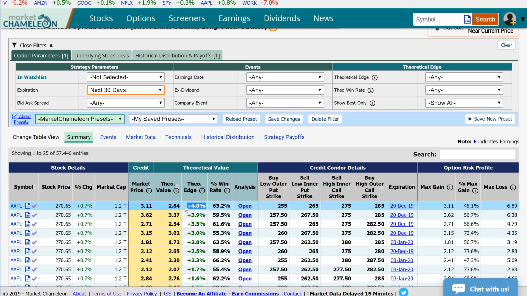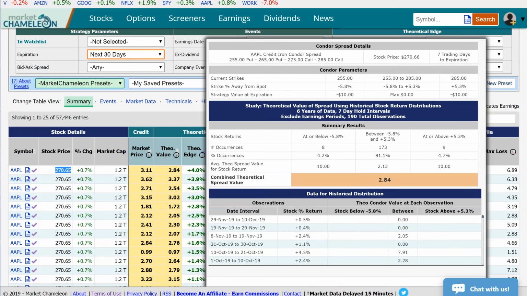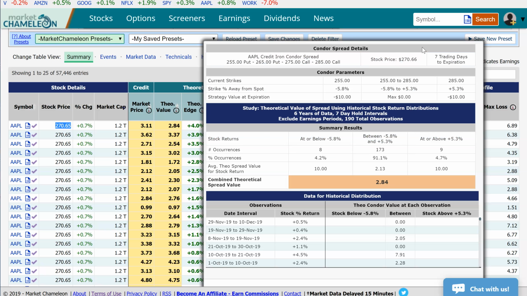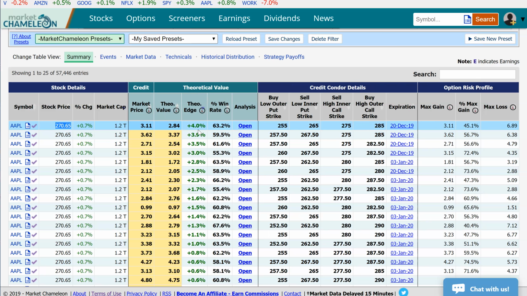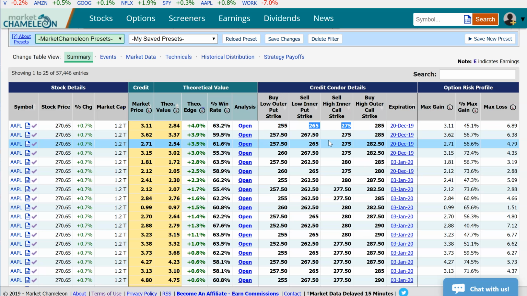So now we're looking at 6 years of data, and we're looking at historical actual returns. We're going to convert the actual percentage returns and create a theoretical value, so we can compare if you did the same Iron Condor with the strikes the same distance away percentage-wise from the current spot price, and with the same amount of days to go. So this has 7 trading days to expiration, so it's looking historically at 7-day hold periods. These are the percentage returns, and it's calculating based on them what this Iron Condor would be worth.